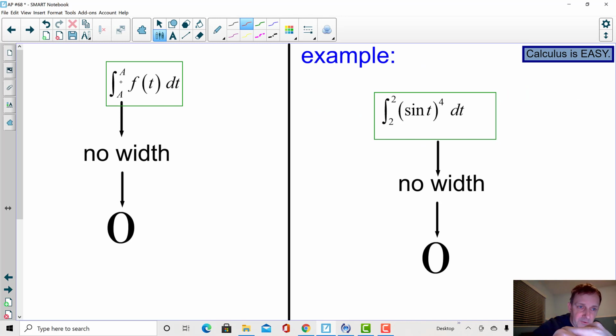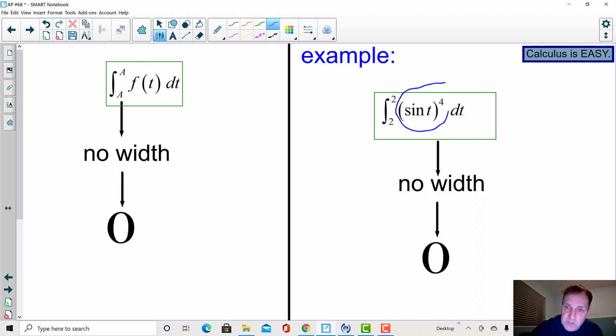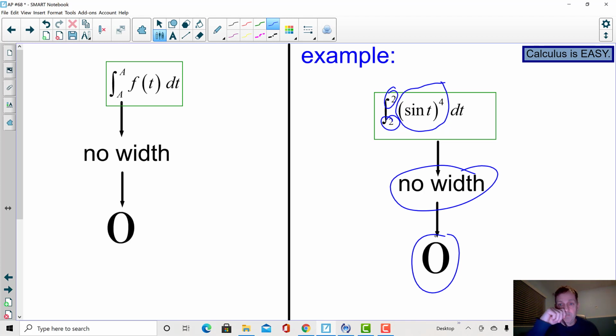Okay, for this one, if we do the integral from a to a, it says that there's no width, so our integral is going to equal 0. It would be like doing the area of a rectangle. If the rectangle had no width, you would get 0. So here's an example of it. The integral from 2 to 2. And it doesn't matter what the function is. The function can be anything. If you're doing the integral from 2 to 2, there's no width. So you're just going to get 0 for the answer. All right, let's move to the next example.